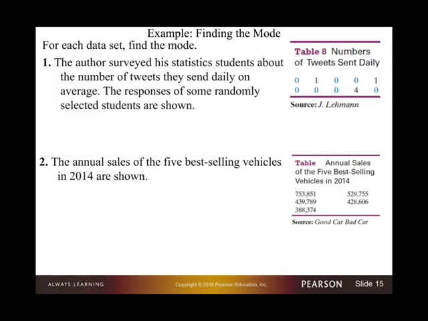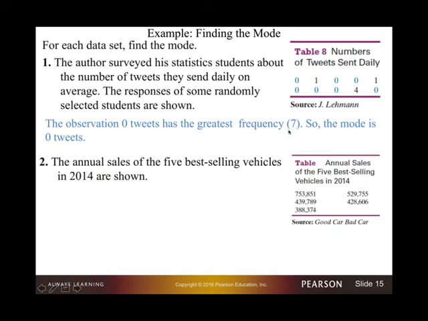For example, the author surveyed his statistics students about the number of texts they send daily on average. The responses of some randomly selected students are certain. So this is going to be my data set here. So think about which data has the greatest frequency. Obviously, that will be the 0, right? We do have a 0, 7, 0 from here. We only have a 2, 1, and 1, 4. So the greatest frequency will be the 0. And that will be my mode, okay? The mode is going to be 0.